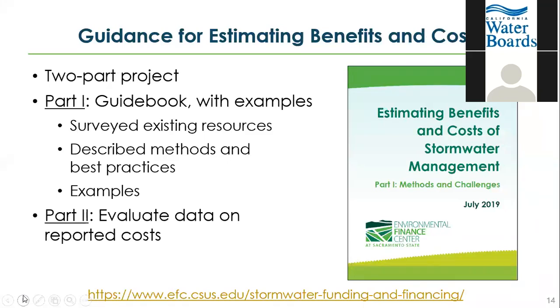And we searched all of the literature that's available and compiled it, and then tried to tailor it more towards the task of stormwater management, specifically for California, but also relevant across the country. And then part two that we're talking about today, where we're evaluating data on reported costs, has been a gap for a number of years that I'll talk about, which is why we identified it as being a useful contribution to the overall discussion around stormwater management, finance, and funding.